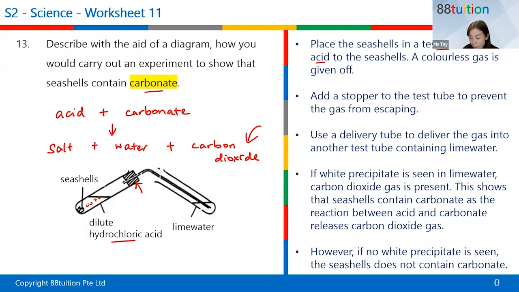Let's say you don't want to write this part. You can use this word equation. You can write down this particular equation here, after you say the seashell contains carbonate, to show how carbon dioxide will be given off if the seashell really has the carbonate. But if no white precipitate is seen, the seashells do not contain carbonate.